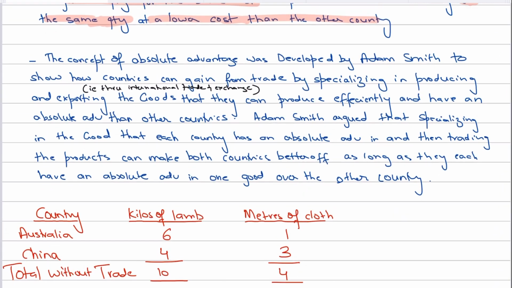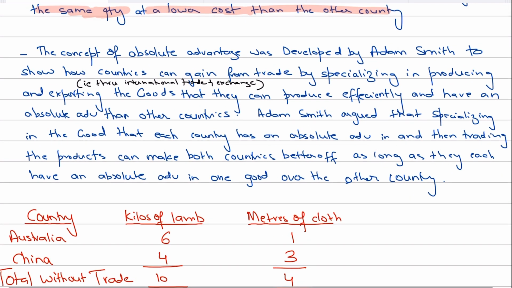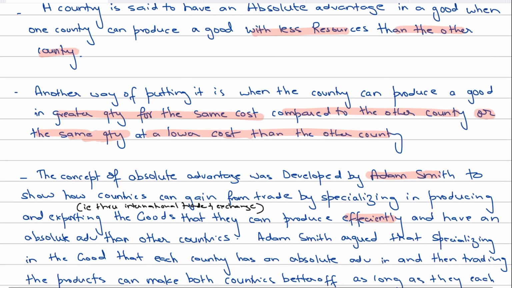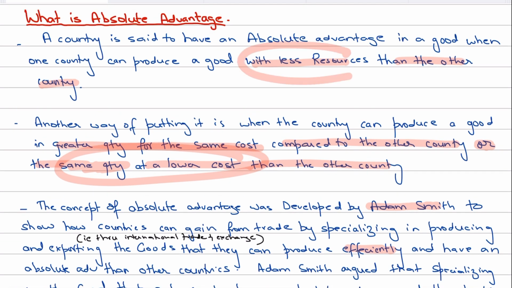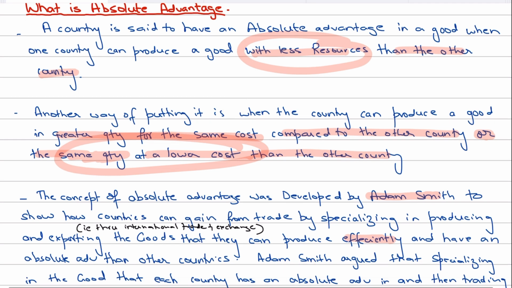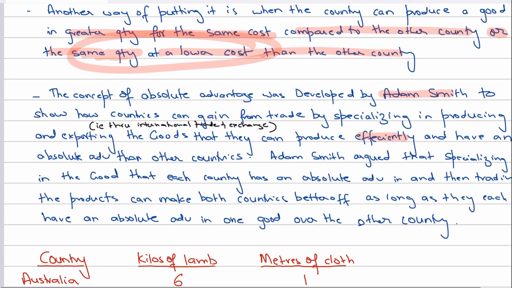Now the concept of absolute advantage, remember this, was developed by Adam Smith, and he showed how countries usually gain from trade by specializing in producing those goods in which they have an absolute advantage, and then exporting those goods. That is, if one country can produce a good more efficiently, because obviously if you're producing the same quantity at a lower cost, you're more efficient. And if you're producing the good with fewer resources, it again is a sign of efficiency, because your average cost would be lower, right?